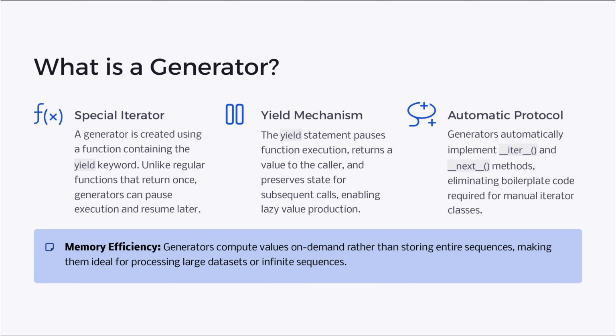They pause execution, return a value, and preserve state for future calls, enabling lazy value production. Generators automatically implement __iter__() and __next__() methods, reducing boilerplate code and offering memory efficiency by computing values on demand, ideal for large datasets or infinite sequences.